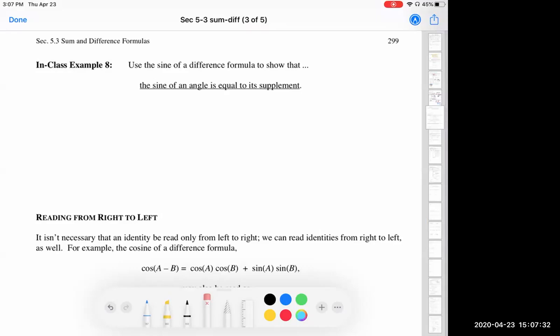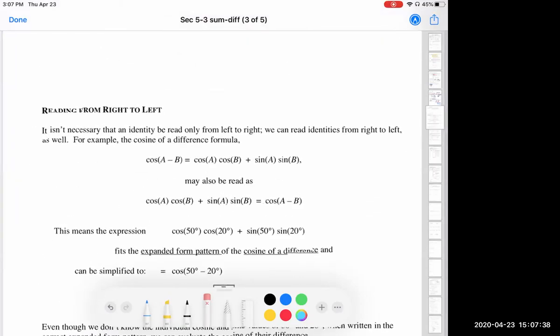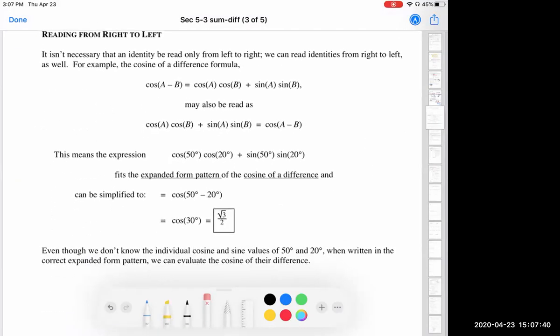Okay, in class example 8, use the sine of a difference formula to show that the sine of an angle is equal to its supplement. We're going to skip that one. Reading from left to right. It isn't necessary that an identity be read only from left to right. We can read identities from right to left as well. For example, the cosine of a difference formula. So it's just swapping it right here, right? So that you read it also from right to left. And we can also do that.